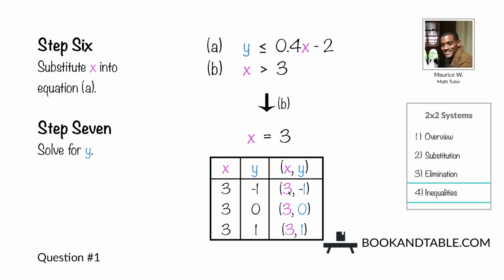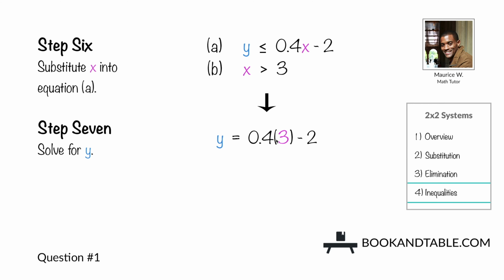So step 6, substitute x into equation A. So equation B is x is equal to 3. So since we know this, we can plug that in to A here, giving us y is equal to 0.4 times 3, which would be 1.2, minus 2 would give us negative 0.8 as our y coordinate for the vertex.